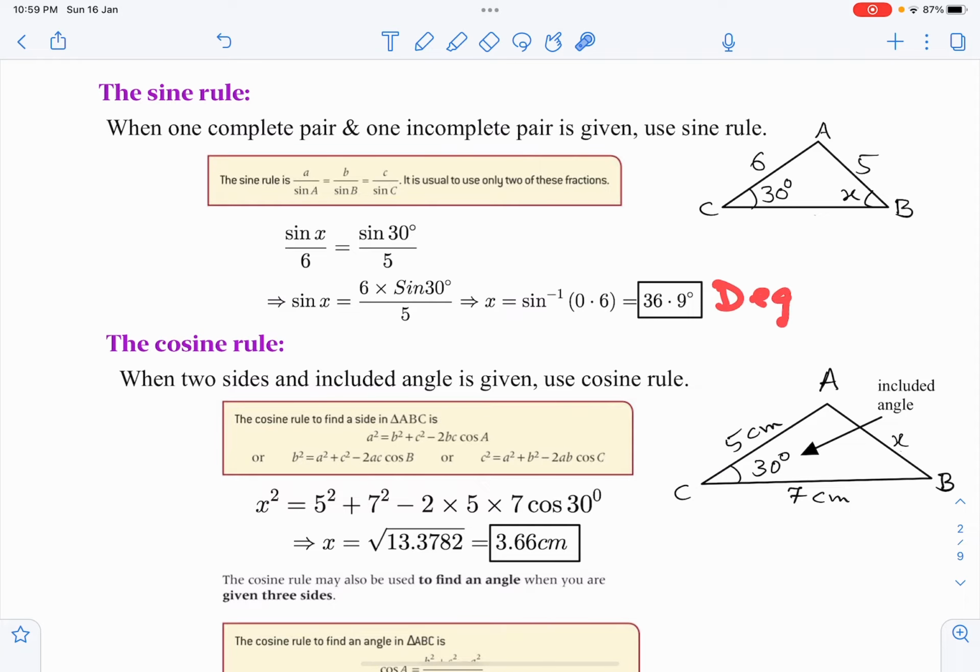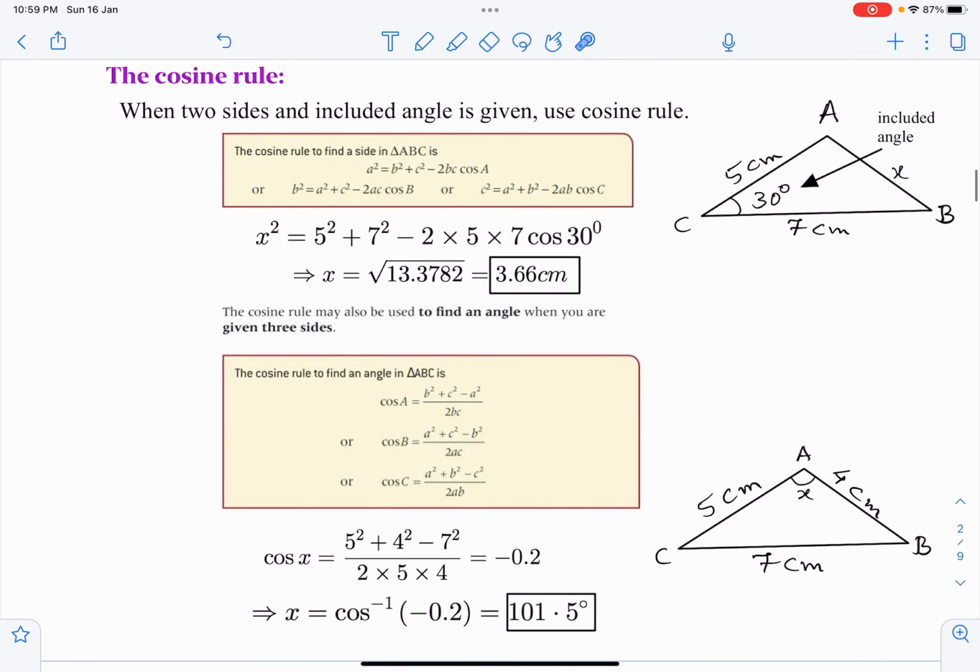I calculated this in degrees deliberately so that you understand. But in case of sector and segment, you are going to need radians only. Then come to the cosine rule. Cosine rule is used when two sides and the included angle are given. What is the meaning of two sides and included angle? These are the two sides which are given to you, and the angle between those two sides is called the included angle. So if two sides are given and the angle between them is given, you can use cosine rule.